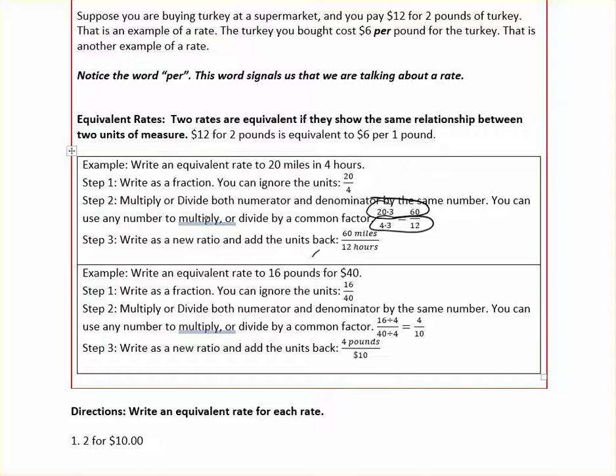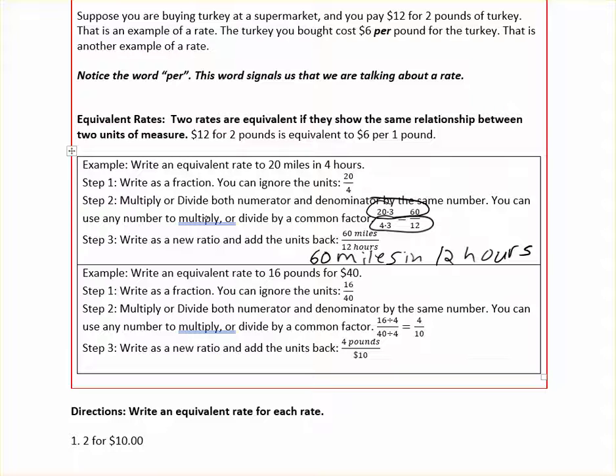You can also write it in words. This would be 60 miles in 12 hours. So you can either write it like a fraction or in words, but do put the miles and the hours back, whatever your units were.